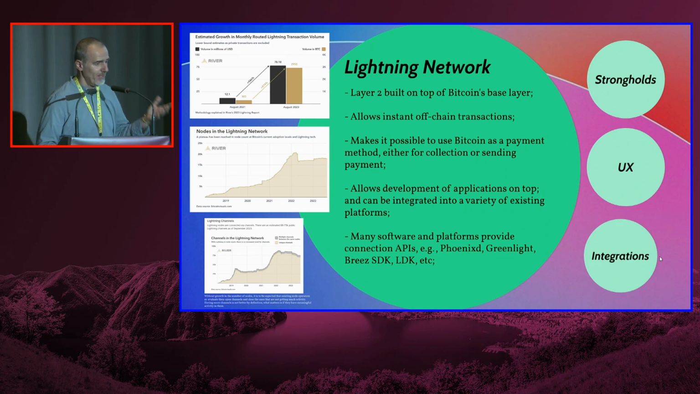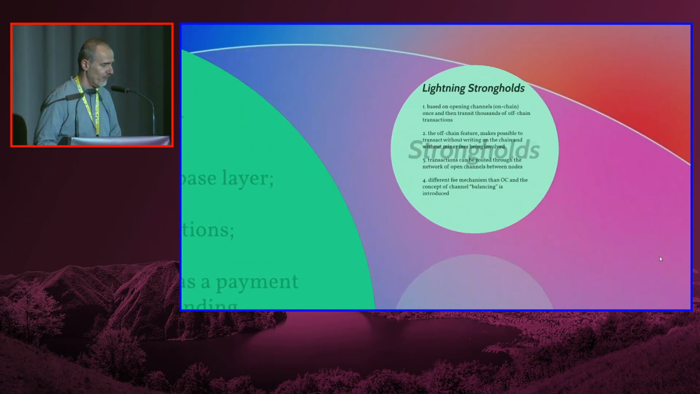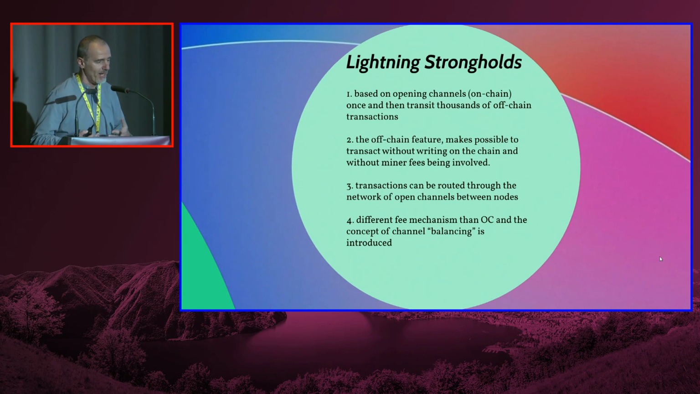The other important thing is that we can develop many applications on top. Many platforms provide an API, and so we can also connect existing software, for example, an existing platform, to the Lightning Network just by connecting to an external funding source, like, for example, PhoenixD or Greenlight, etc. This is very nice and is used today by many new platforms.